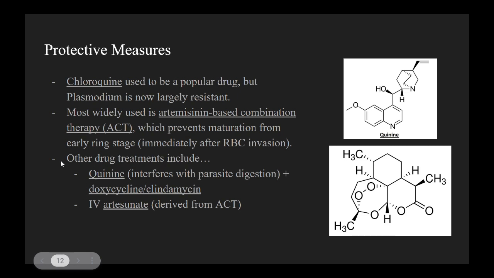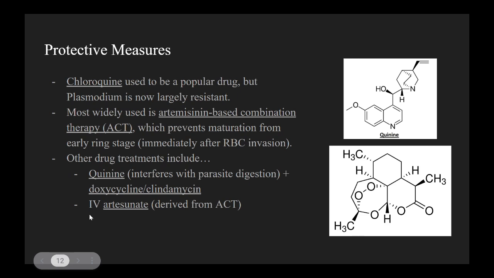And for a lot of these drugs, we don't know exactly what the mechanism is by which they interfere with the parasite's life cycle. We don't know the exact mechanism, but we know that when we use these drugs, these parasites die. So that's an interesting thing to know about pharmacology in general. We don't always know exactly what the drug's doing, but we know that it's effective.